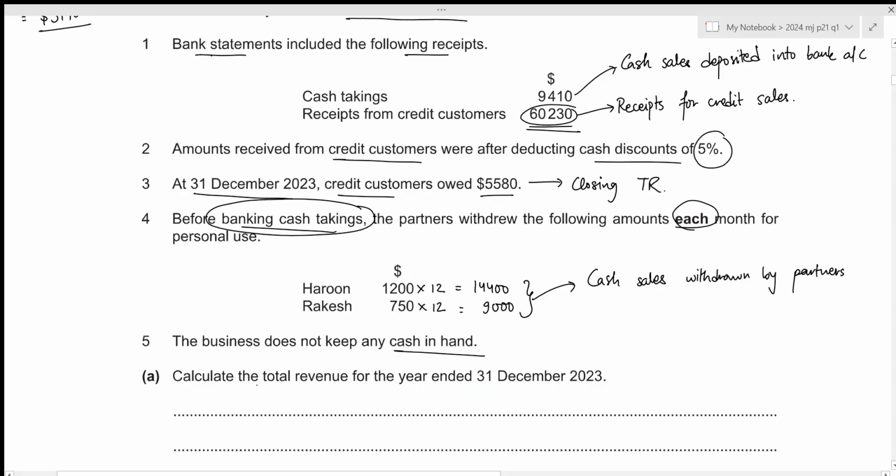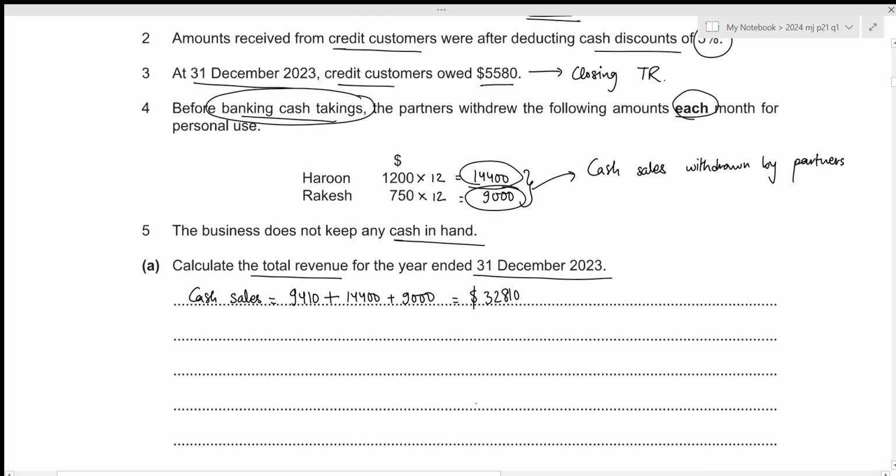The first thing we need to do is calculate the total revenue for the year ended 31st December 2023. In this case, the revenue is split up into 2 different factors. The first one is our cash sales and the second one is the credit sales. Let's calculate the total of the cash sales. We already know that the cash sales deposited into the bank account was 9,410. Then we also know that before depositing these amounts that we received from the cash sales, Harun and Rakesh each took the amounts of 14,400 and 9,000 respectively. So 9,410, 14,400 and 9,000. This will result in the amount of 32,810, which is our cash sales.